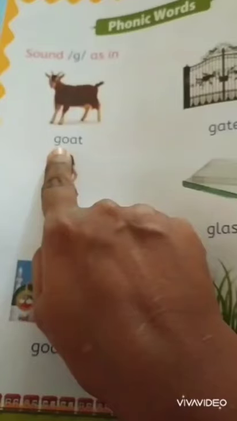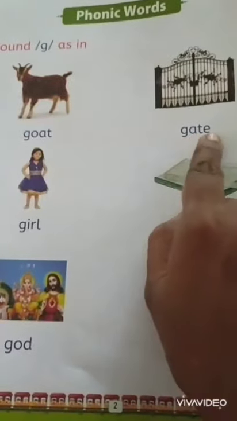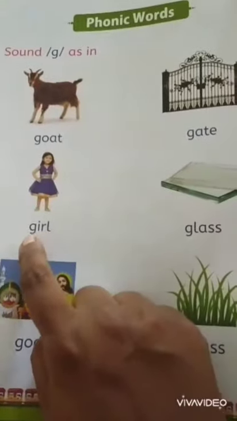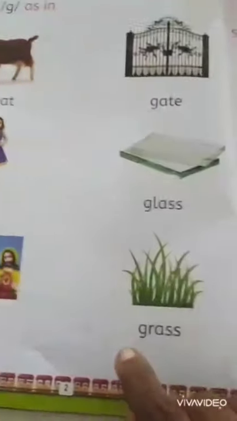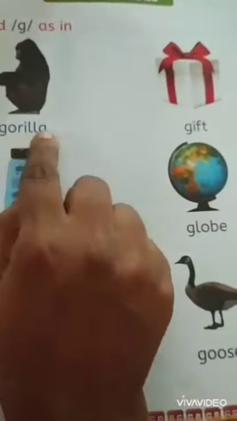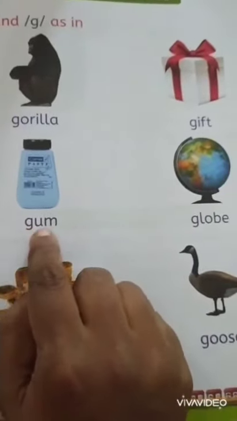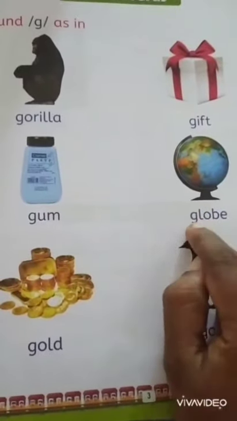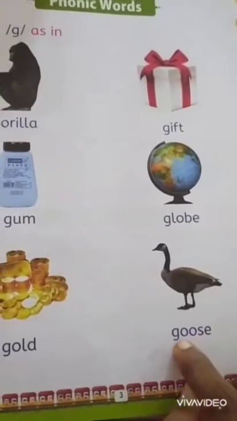Let us learn some words that start with the sound. G goat, g gate, g girl, g glass, g god, g grass, g gorilla, g gift, g gum, g globe, g gold, g goose.